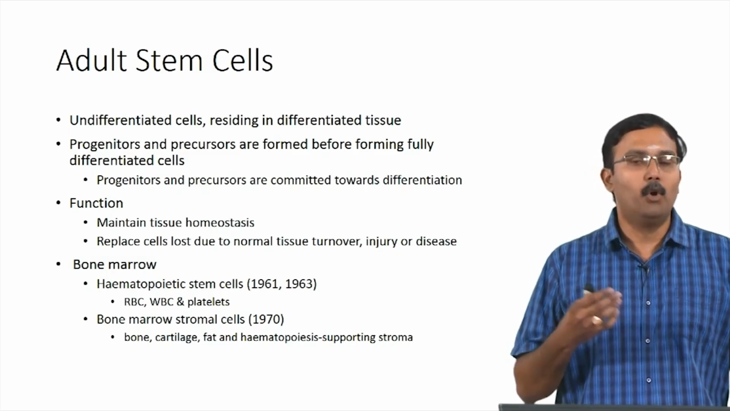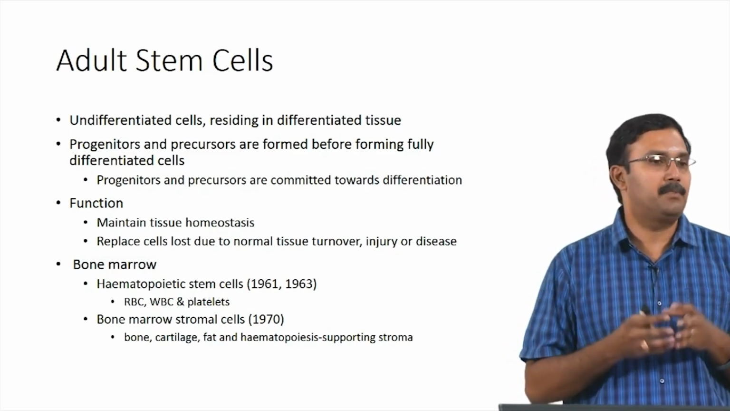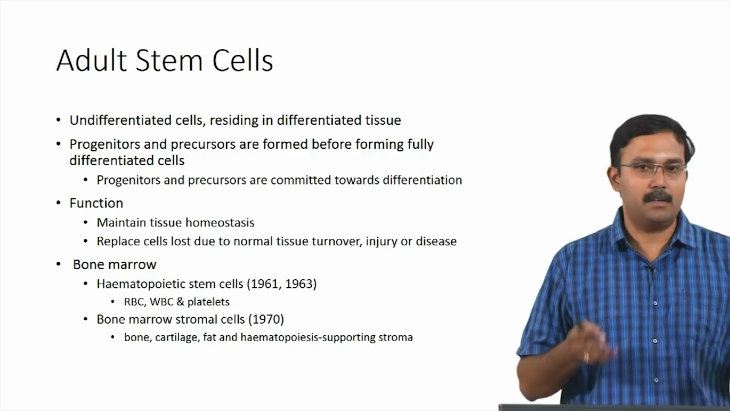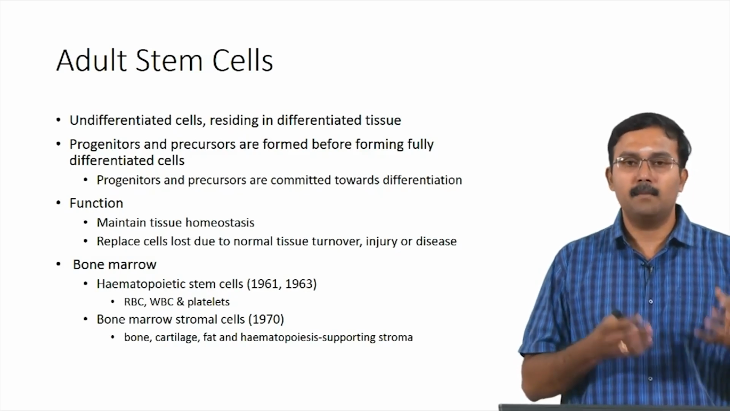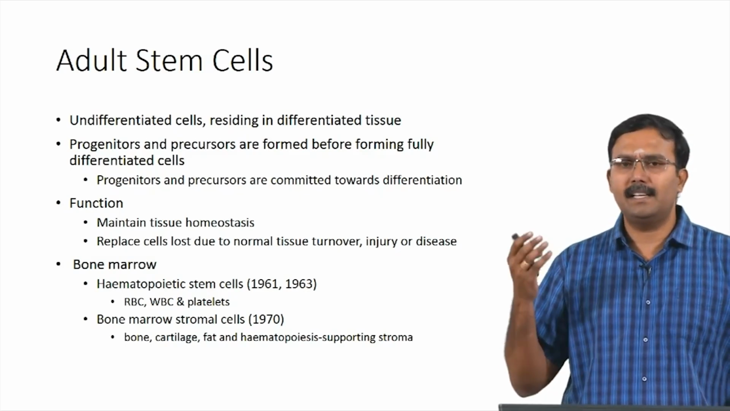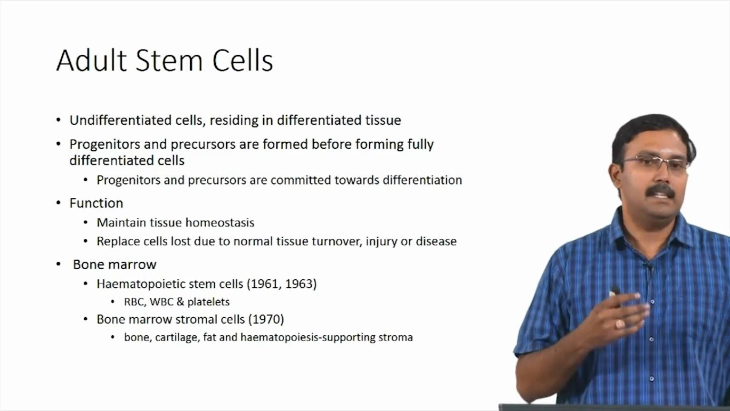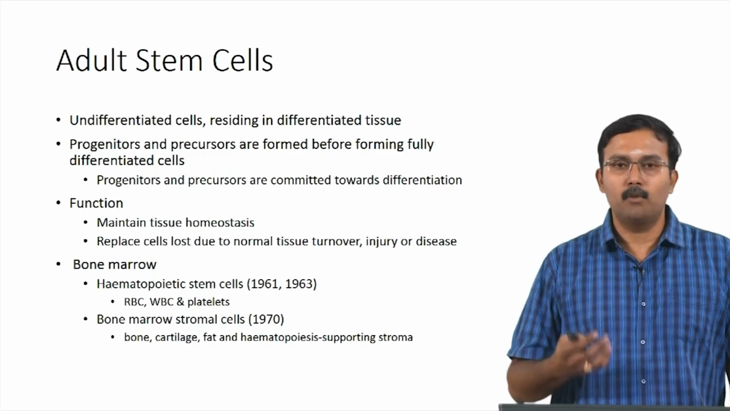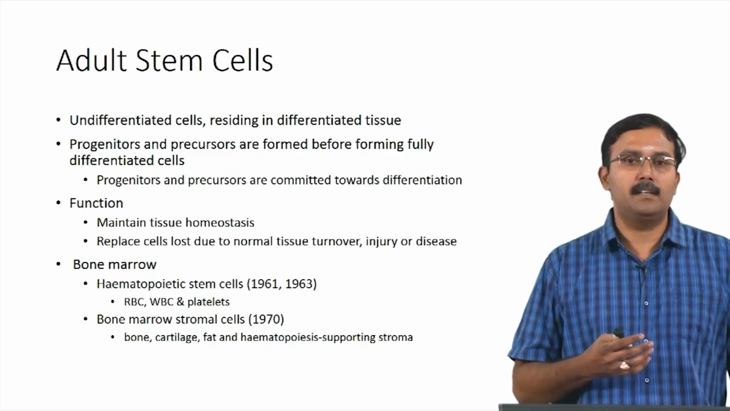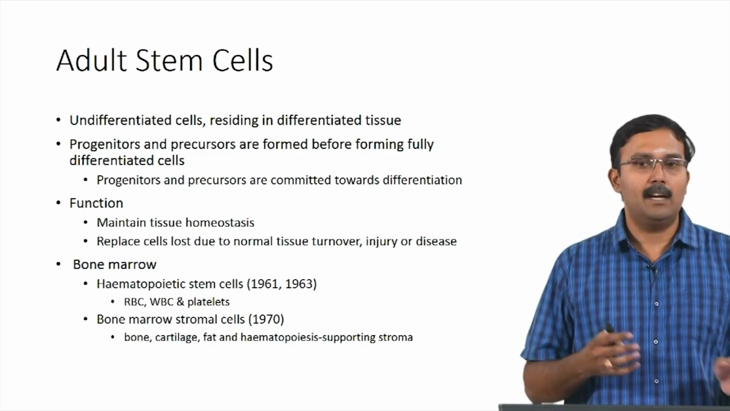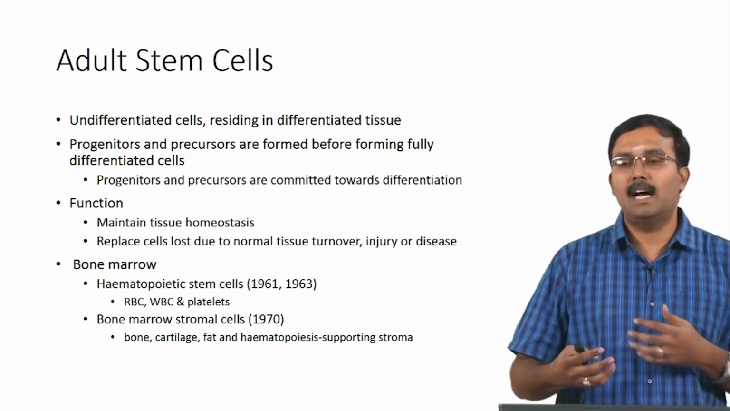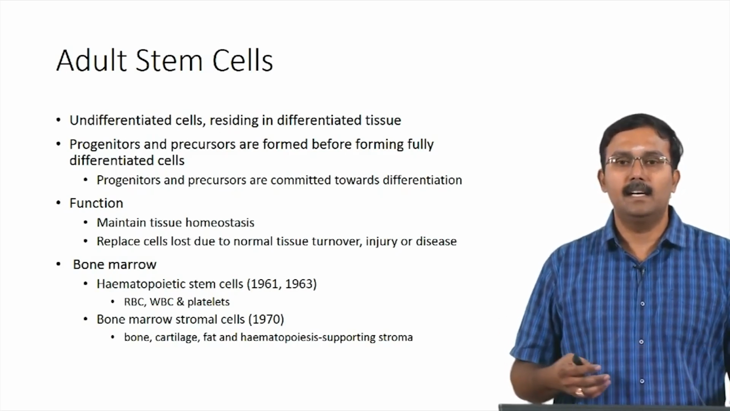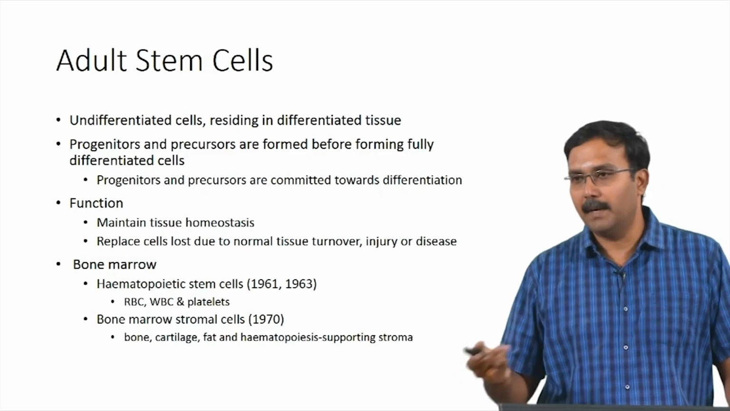Okay. Bone marrow is where the first set of stem cells were identified, and hematopoietic stem cells were identified in 1961 and 63, and these can form the RBCs, WBCs and platelets. And bone marrow stromal cells were identified in 1970, and they have been shown to form bone, cartilage, fat and hematopoiesis supporting stroma and so on.